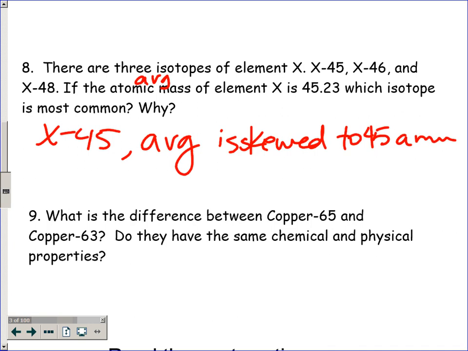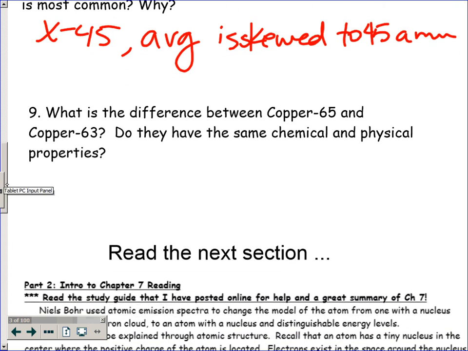Okay, so copper 65 versus copper 63. What's the difference first? Neutron count, right? What composes mass? So mass is equal to protons plus neutrons. So what's the proton count on copper?